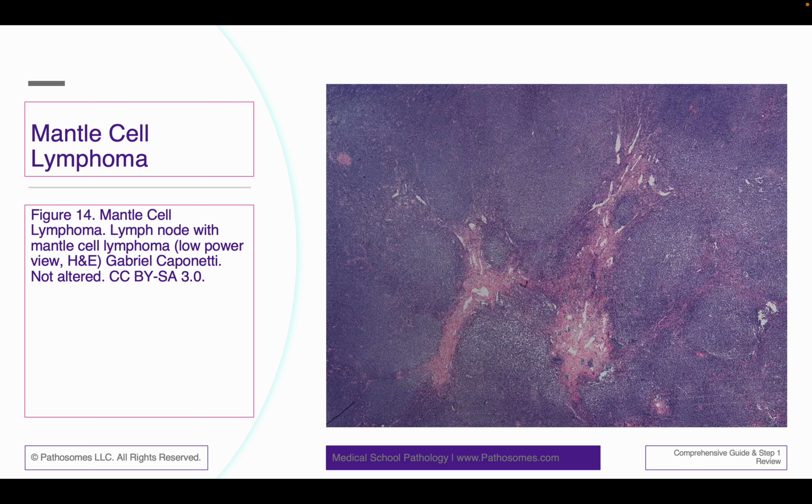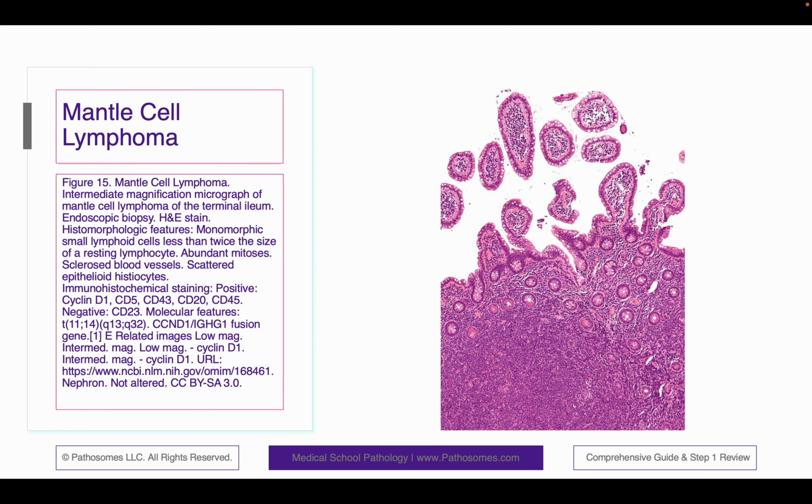Now here we have a lymph node with diffuse basophilic sheets of small cells, which is classically seen in mantle cell lymphoma. Again, GI tract involvement by mantle cell lymphoma. Note that the immunohistochemical staining for mantle cell lymphoma will be positive for cyclin D1, right, because that translocation is impacted, as well as CD5, CD43, and CD45. And it's usually negative for CD23.